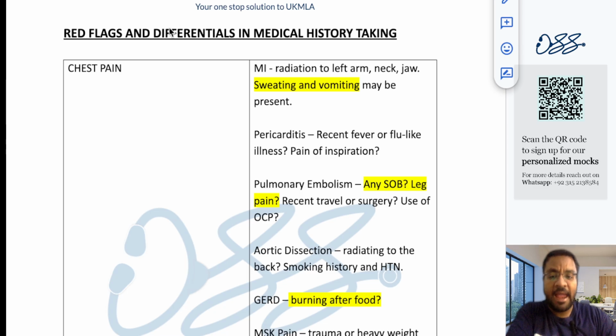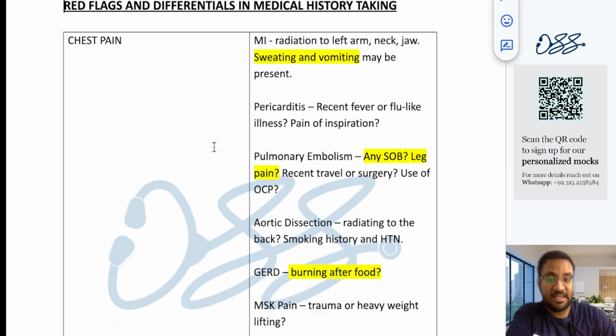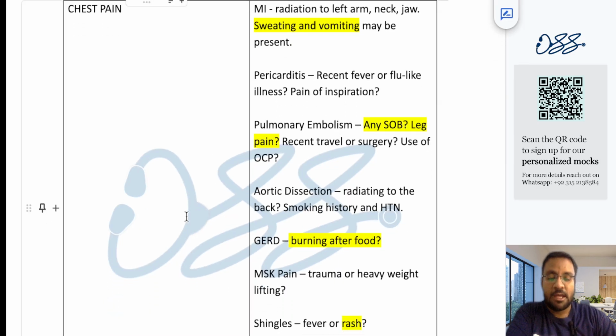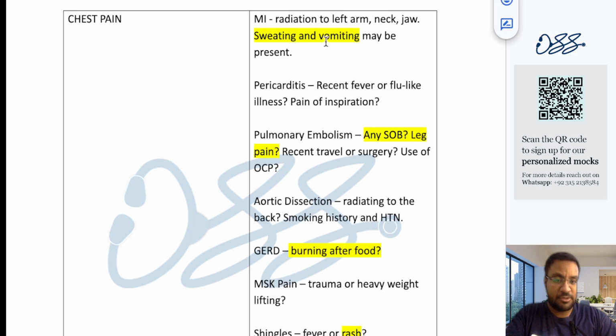How you are going to do that: I told you that you need to have an approach that starts from the symptoms. For example, in this case we had chest pain. As soon as the chest pain comes, there should be 5 to 7 differentials of chest pain that come into your head. After you are done asking SOCRATES, you should focus on the associated symptoms. For example, as you can see, in MI you ask about the radiation and all.